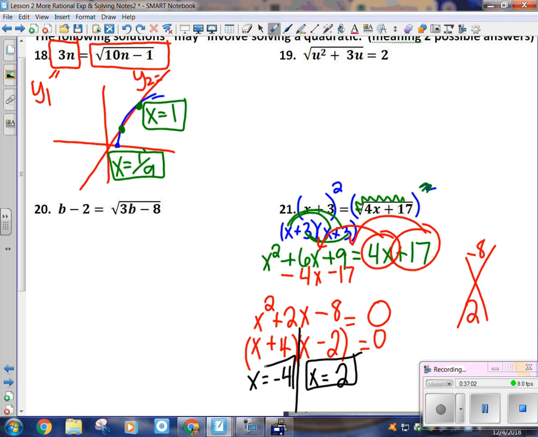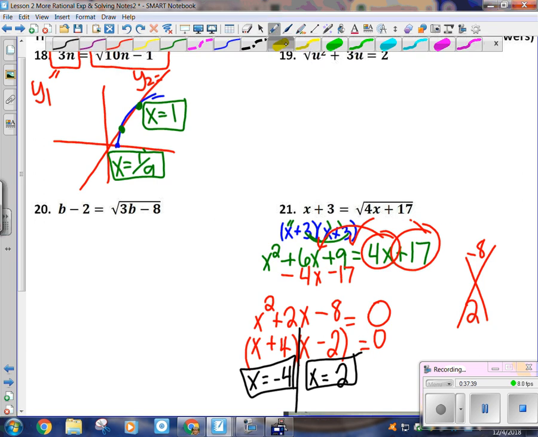Now, here's the question. Do they both work? If I did this the right way, I would take and I would put negative 4 in here for x and here for x and check it. Then I'd come back and I'd put positive 2 in here for x and positive 2 in here for x and I'd check it. I'll give you a hint. One of these does not work. One does. How are we going to be able to determine which one works and which one doesn't? I would use my calculator from the start. So guess what we're going to do with our calculators?